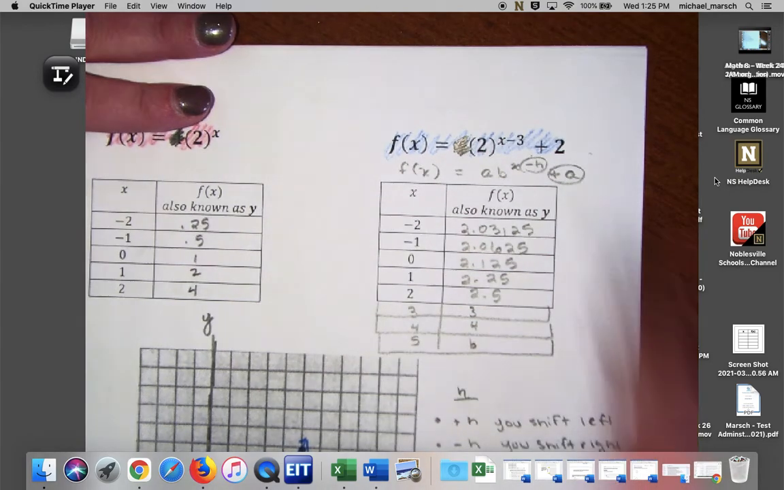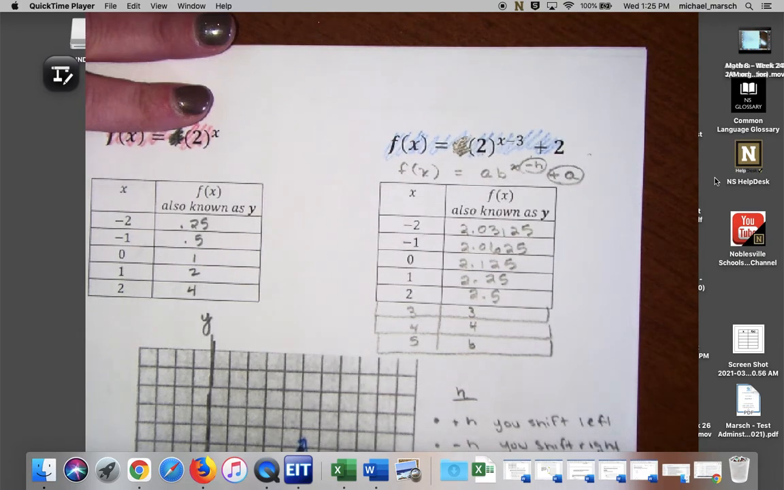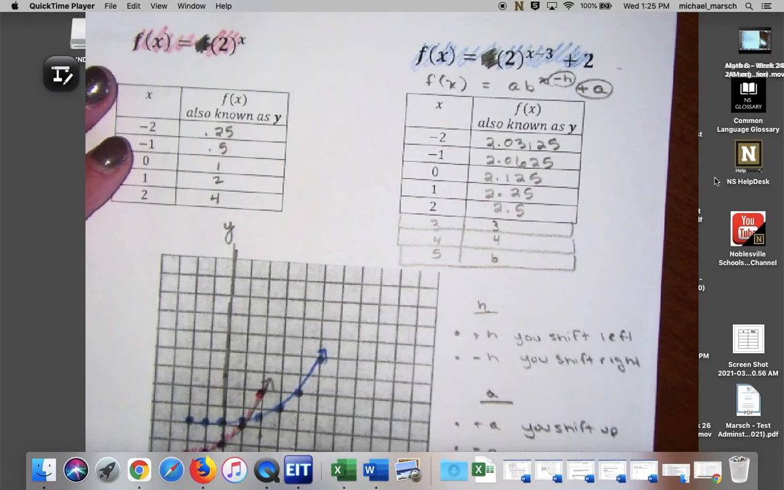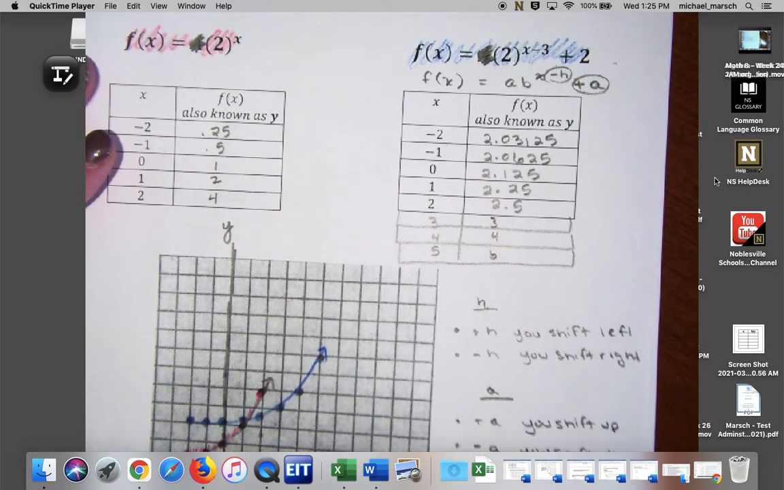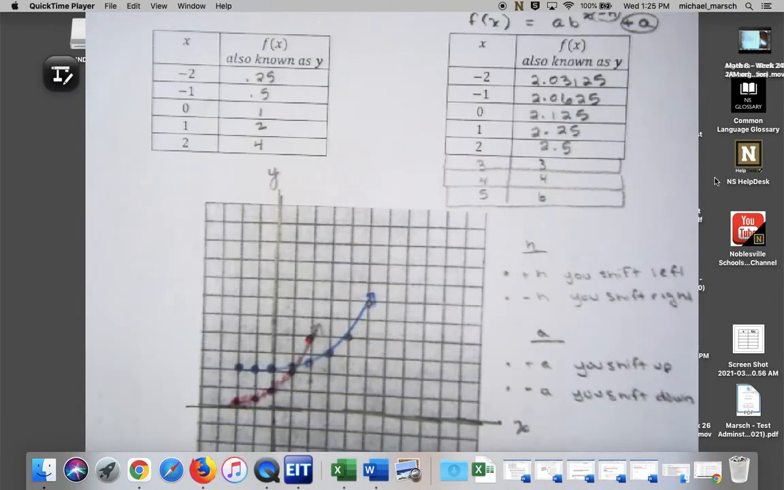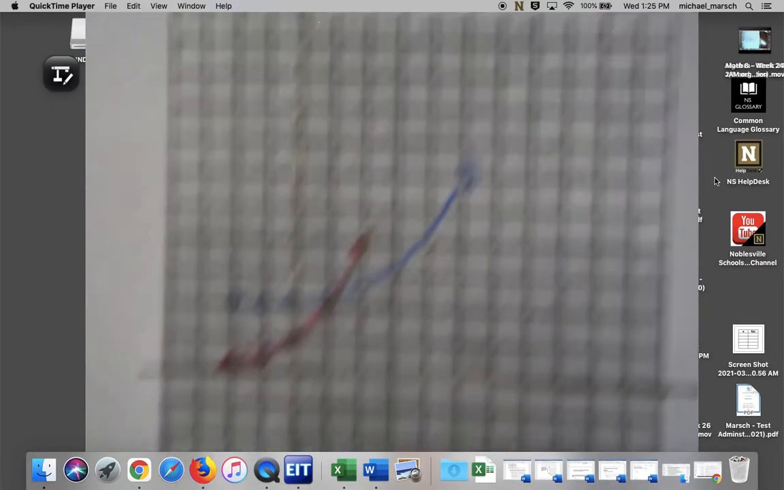Okay. The a, if it's plus a, you shift up. So that one is pretty obvious. And if it's minus a, you shift down. Right? So that's why this graph moved 3 to the right and 2 up. And you're thinking, these numbers don't look like 3 and 2. So, okay, I'm going to zoom in on the graph really close. I'll give you a second to write those down in a second, okay? Don't worry about missing out on that.